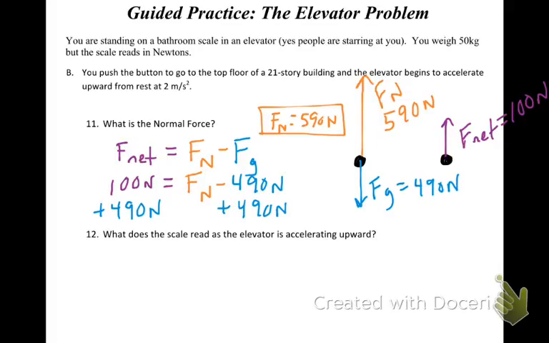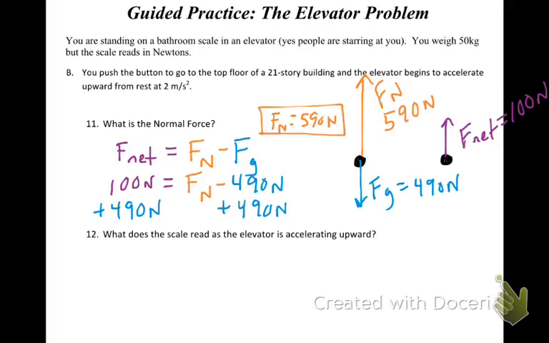Since our net force is going to be pointing up, our overall force acting on this object is 100 newtons and it's pointing up. That means that our normal force, since it is the greater force of the two, must be 100 newtons greater than our gravitational force. So now, what does the scale read as the elevator is accelerating upwards?